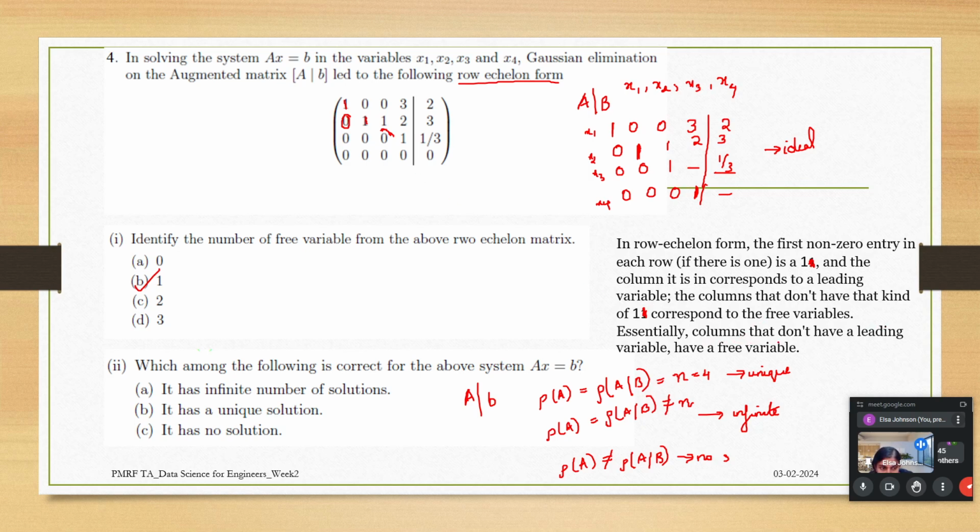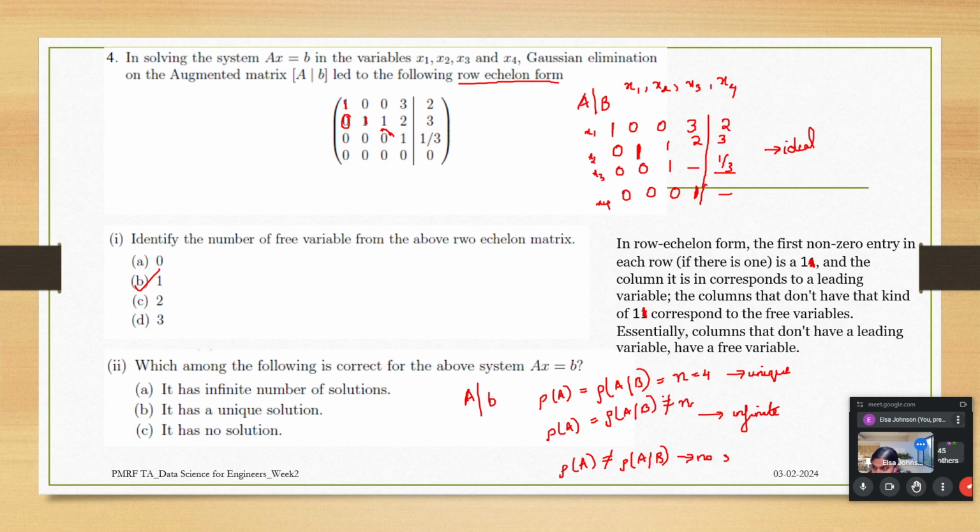And x3 doesn't have a leading entry in its column. It should have been a 1; if it had been a 1, it would have been a leading variable. So columns that don't have a leading variable have a free variable. That's why x3 is a free variable. Since there is one free variable, it's written as 1. The option is B.